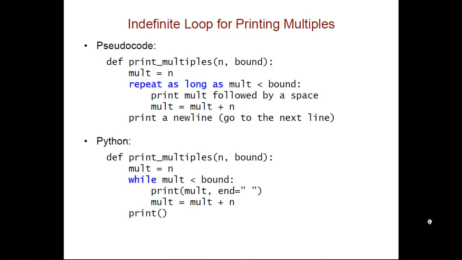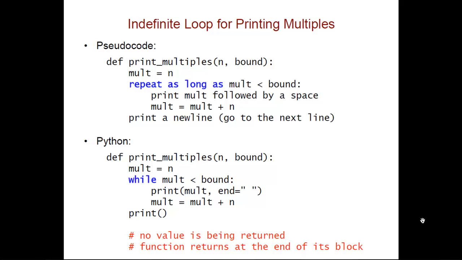Here's the corresponding Python code for this function, and you can see that this notion of repeating a block of statements as long as some condition is true is implemented using a while statement. So we don't say repeat, we say while some condition, and then we have the block of statements that we want to repeat. And this function, by the way, you'll notice doesn't have a return statement, and so when we reach the end of the block that makes up the function, we're just going to return.